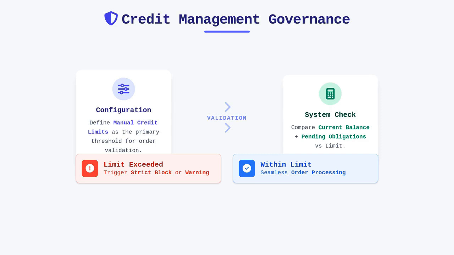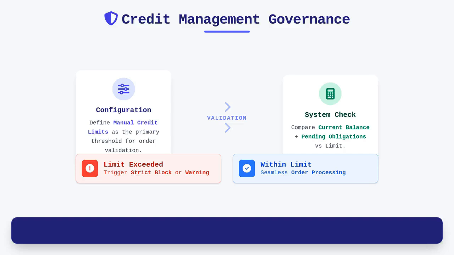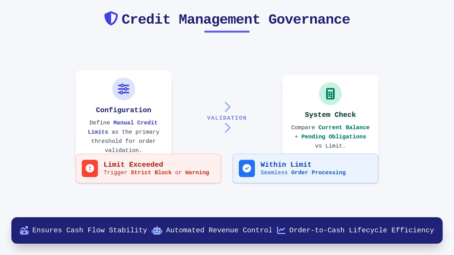This logic is not just a safety valve. It is a fundamental aspect of the order-to-cash lifecycle that ensures cash flow stability. Integration with automated credit hold processes allows finance departments to maintain control over revenue recognition without needing to intervene in every single transaction manually.